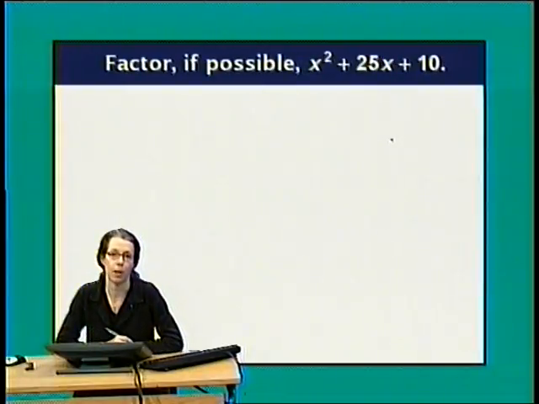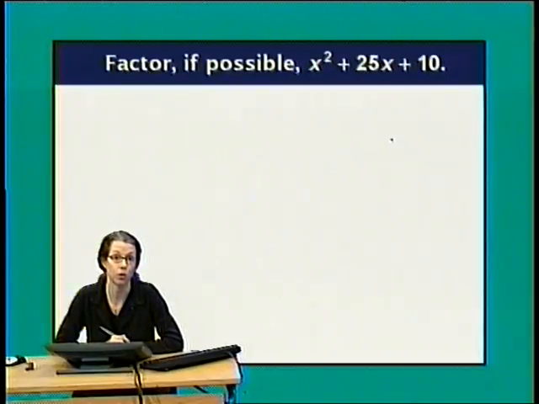Let's do another example. x squared plus 25x plus 10. So now we're looking for integer factors of 10 that add to 25. Well, when I see these numbers 25 and 10, I start thinking, hey, 5 plus 5 is 10. 5 times 5 is 25. Is that going to work? Let's look at this closely.